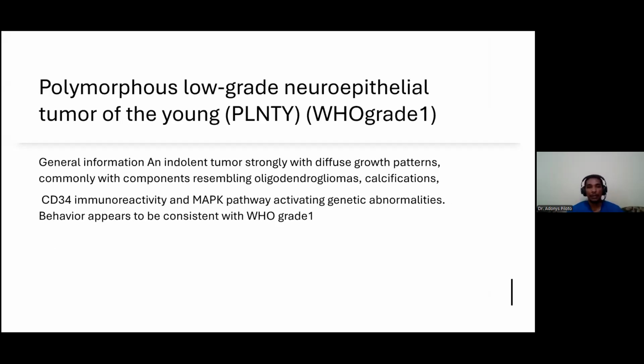Polymorphous low-grade neuroepithelial tumor of the young is an indolent tumor with a diffuse growth pattern, commonly with components resembling oligodendroglioma, calcification, CD34 expression, and a MAPK pathway-activating gene abnormality. Behavior appears to be consistent with WHO grade 1.